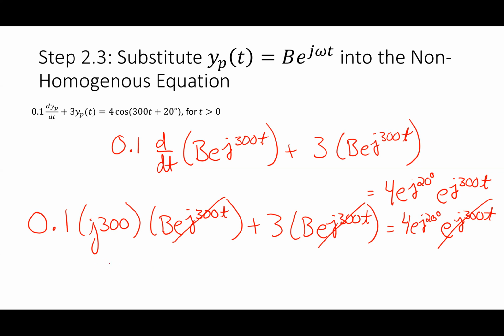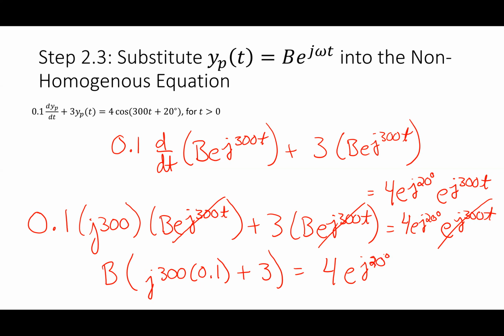Basically, I still have a B common in each term. So I have B times (j 300 times 0.1 plus 3) equals 4 e to the j 20 degrees. That looks like one equation. It's not. How is that not one equation? What's the trick?